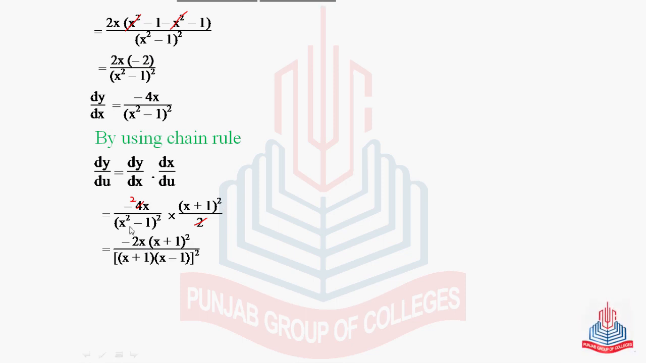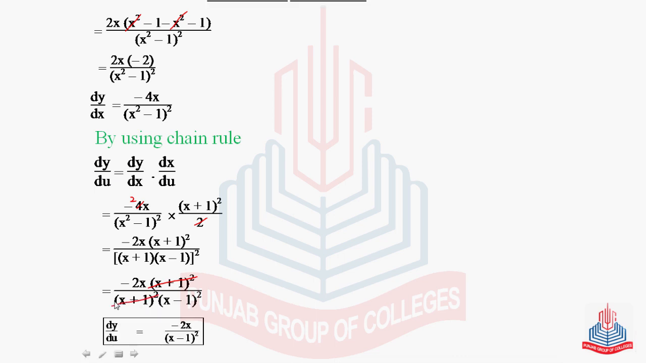Now this x square minus 1 can be written as (x plus 1) and (x minus 1), a simple algebraic formula, and this whole square will be as it is, minus 2x into (x plus 1) whole square, and we can apply a power on both of these terms, that is actually (x plus 1) whole square and (x minus 1) whole square. Now this (x plus 1) whole square will be cancelled out. The required dy by du will become minus 2x divided by (x minus 1) whole square.